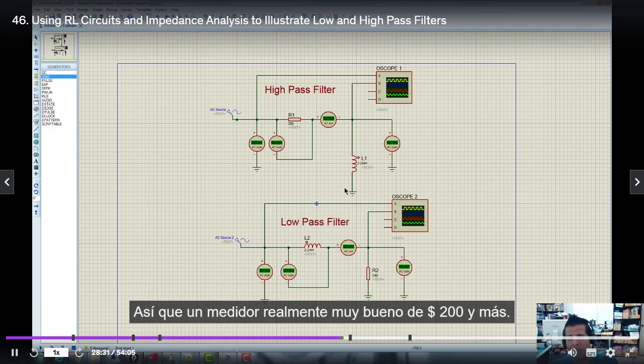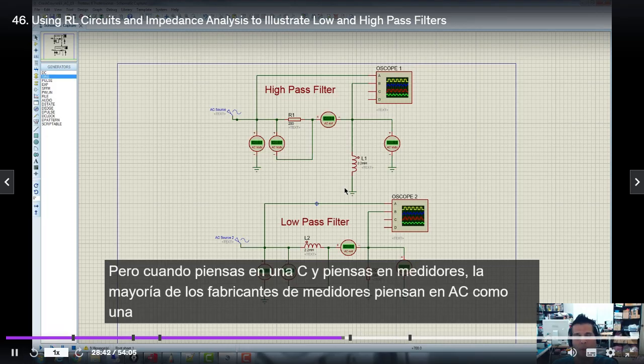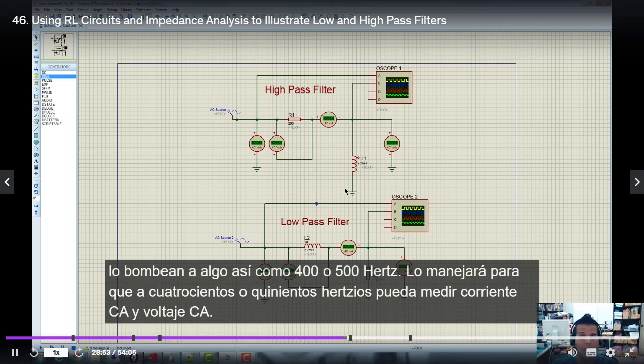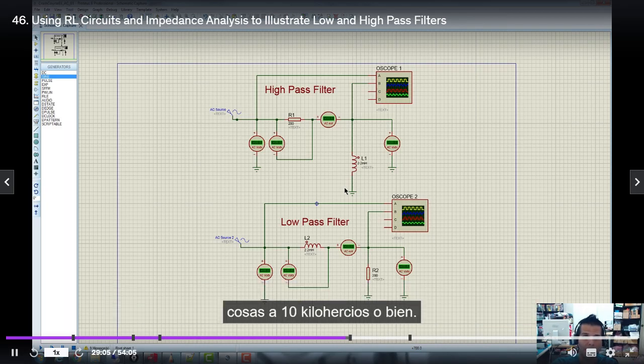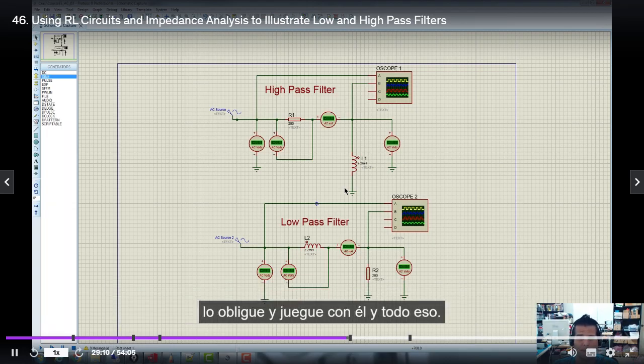A really, really good meter, $200 and above, if it's an RMS meter, will usually be able to measure an AC signal into the kilohertz. But when you think of AC and meters, most meter manufacturers think of AC as AC coming from the wall, and the meters are only good to like 50 or 60 hertz. They pump it up to something like 400 or 500 hertz it'll handle. At 400 or 500 hertz, you can measure AC current and AC voltage, and it works. But you need a much better meter that can go into kilohertz or higher, because we're doing things at 10 kilohertz here. If we put a meter on that, it's not going to read it right unless you really coerce it and play with it.